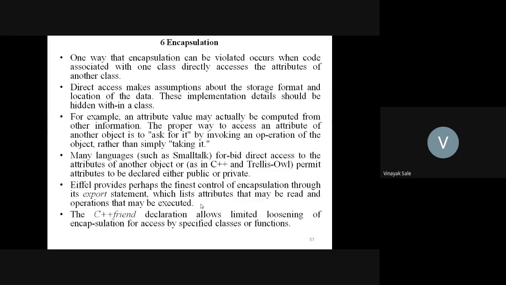So one way that encapsulation can be violated occurs when code associated with one class directly accesses the attributes of another class. Direct access makes assumptions about the storage format and the location of the data. These implementation details should be hidden within a class. For example, an attribute value may actually be computed from other information.